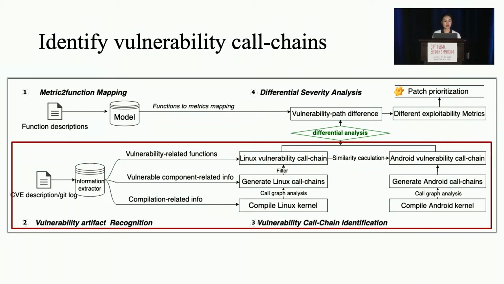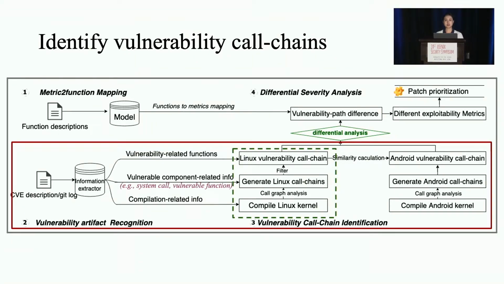To identify the vulnerable call chains, we first extract some semantic information of the vulnerability paths from the CVE and git log description. Those information will further help us to rebuild the vulnerable call chain in the target system. For example, the extracted vulnerable component-related info like the system call and vulnerable function will serve as the entry point and endpoint when we construct the call chain in the system.